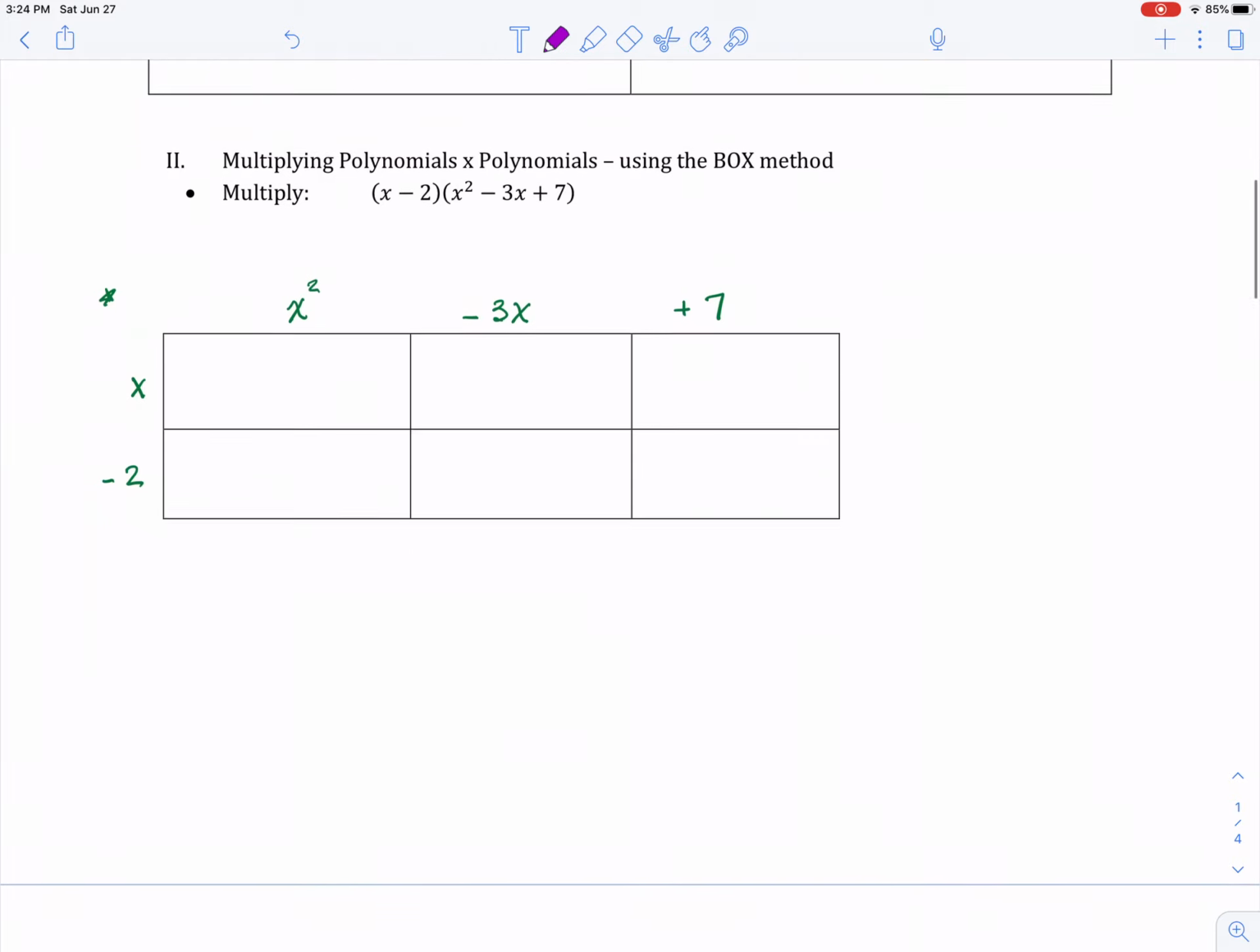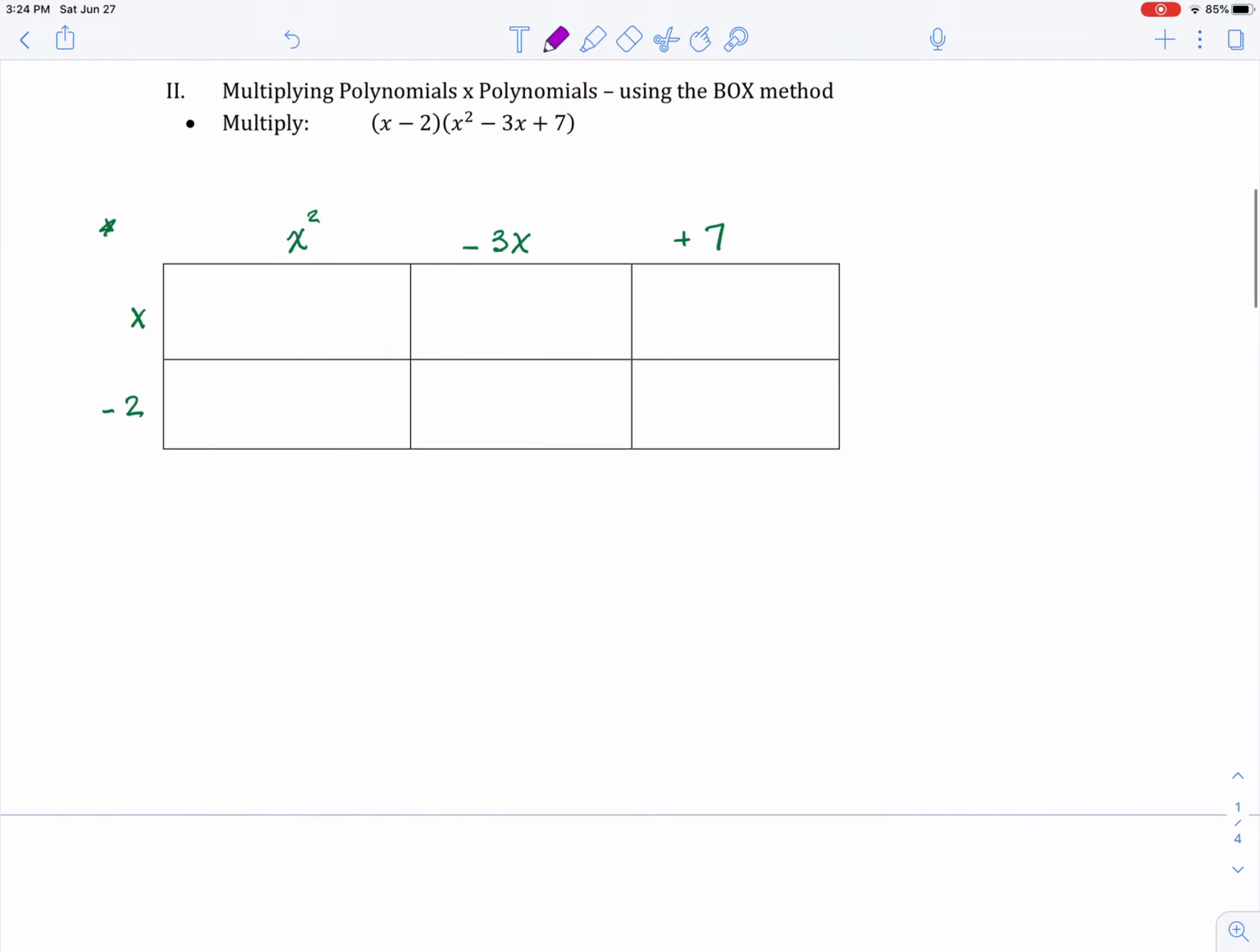All right, so we're going to be working eventually with some that get much longer. This is a binomial multiplied by a trinomial. And so just to get you started, there's a little simple organizational process that's called using the box method. You can see I've written the trinomial across the top, three columns across the top, and then the x and the -2 I've written along the side of the box. So here's how you work these.